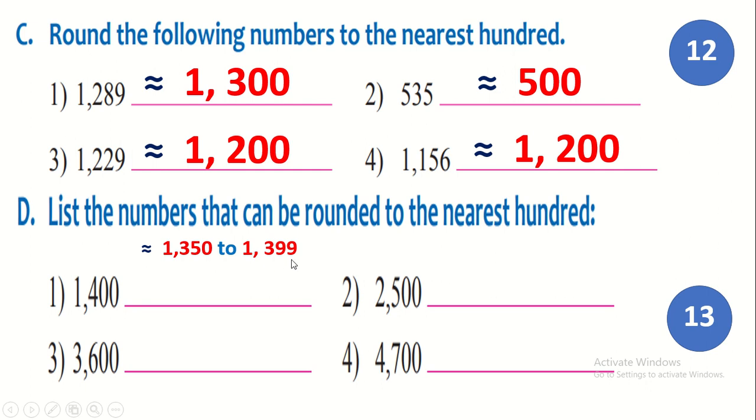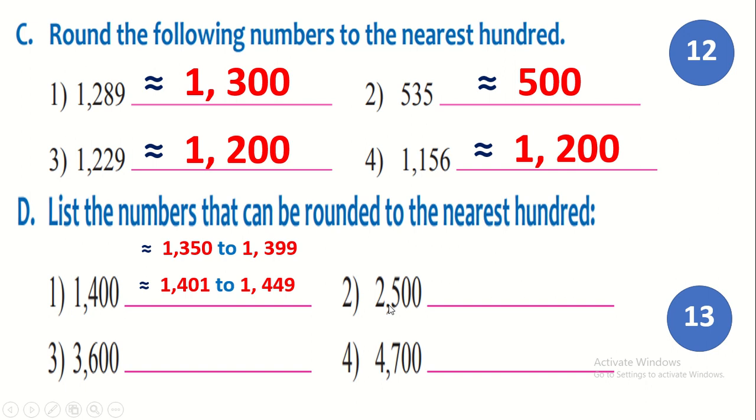To 1399. If you round these numbers, they become 1400. And then from 1401 to 1449, you round these numbers to the nearest 100. The answer is 1400. Correct, students?